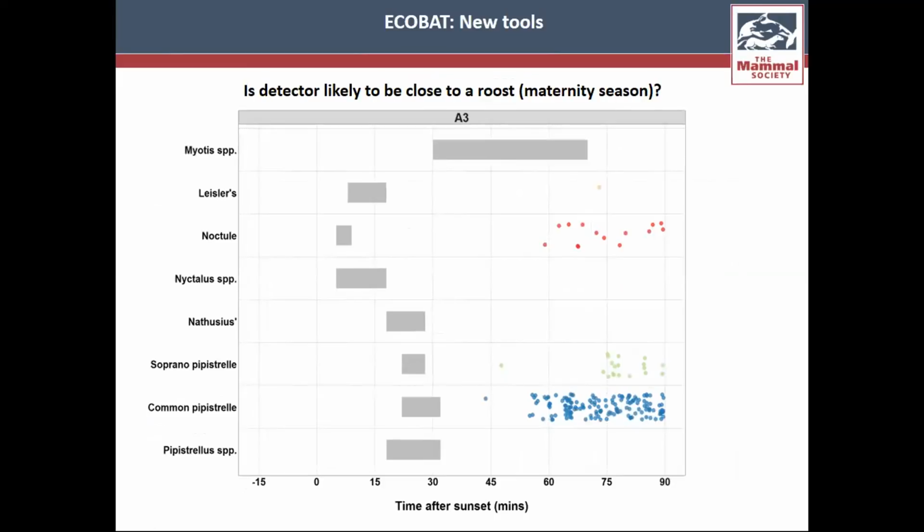And there's also an output which is specifically for the maternity season, so it's looking at just the subset of data in the maternity season. So if we look here, common pipistrelle, I think we can be quite confident that this is not very close to a maternity roost. Of course, it doesn't mean necessarily the site is unimportant, but it's just giving you an extra piece of evidence to play with.